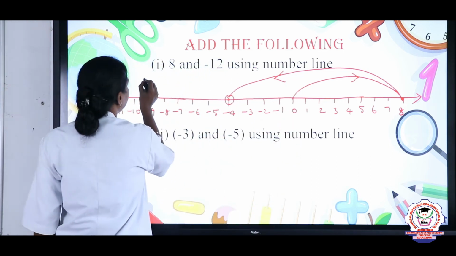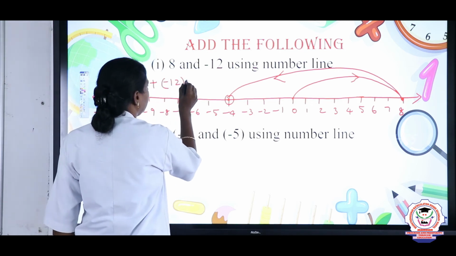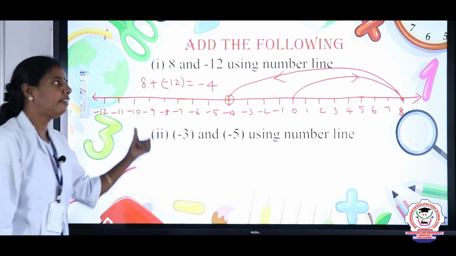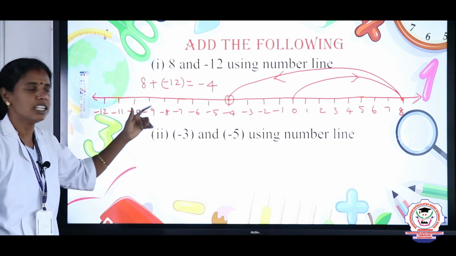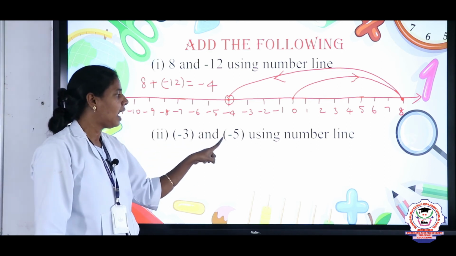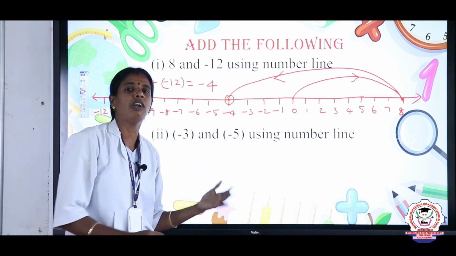So 8 plus minus 12 is equal to, what answer did we get? Minus 4. So likewise, we can also solve integers using the number line. And one more example is minus 3 and minus 5. Using the number line we need to add both, and what will be the answer?